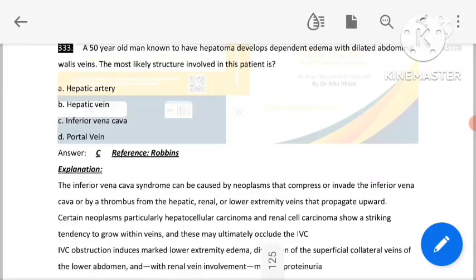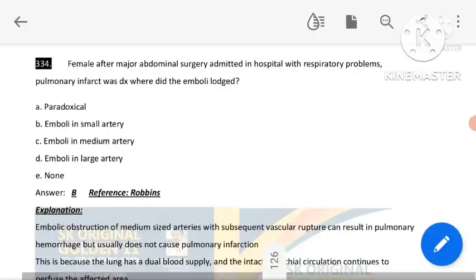Point number 334, female after abdominal surgery admitted in hospital with respiratory problems, pulmonary infarct was diagnosed. Where did the emboli lodge? So emboli lodge in pulmonary artery, that is the emboli in small arteries. And if they ask embolus will first go into which of the following, then answer will be the inferior vena cava, IVC. First go to the IVC and then lodge in small artery or pulmonary artery.